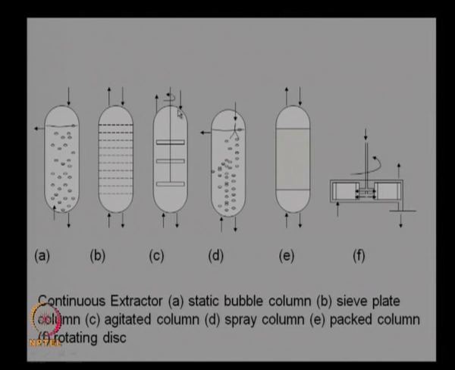The third design is the agitated column. So you have a tall column and you have an agitator with many blades. The agitator rotates, so at each level there is mixing taking place between the two phases, and there is intimate contact and mass transfer takes place. The fourth type is called the spray column.